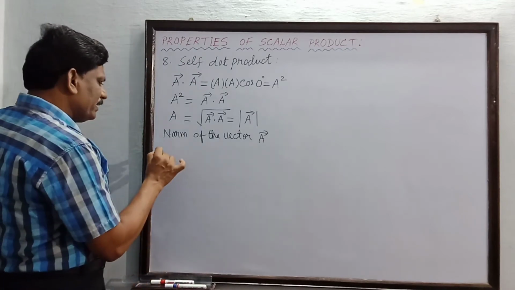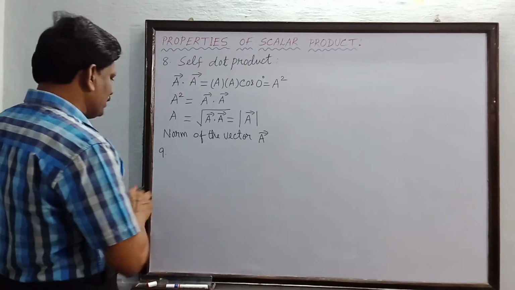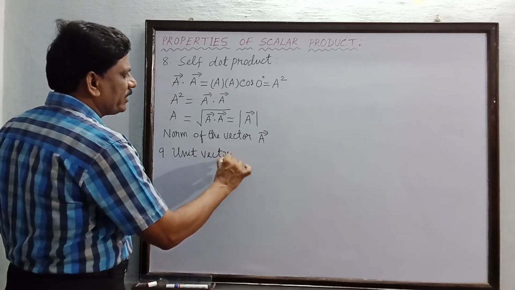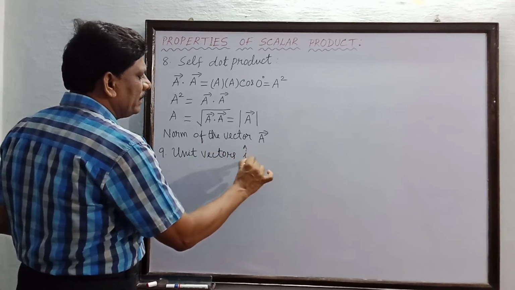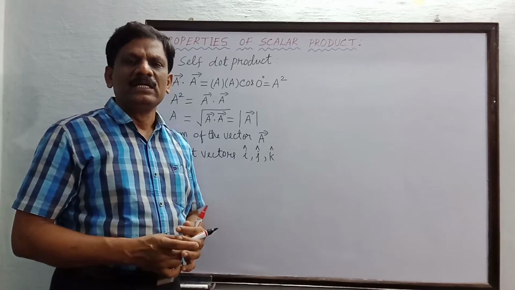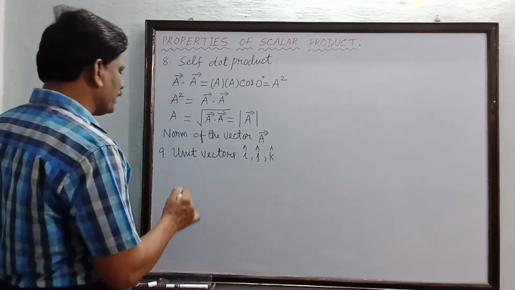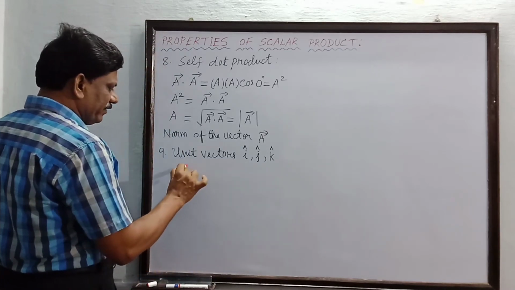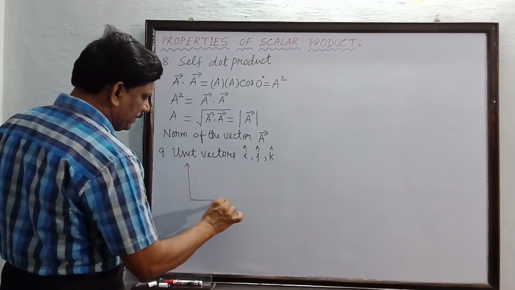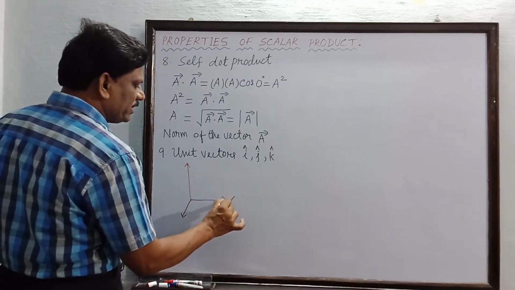Now the next property, number 9, I am going to consider the unit vectors. So the next property is based on the unit vectors along the direction. Okay, unit vectors i cap, j cap and k cap. These are the unit vectors along the 3 axes, namely x, y and z axis, in a 3-dimensional Cartesian coordinate system. So I will consider one vector is y and another vector is x. The third vector is z.